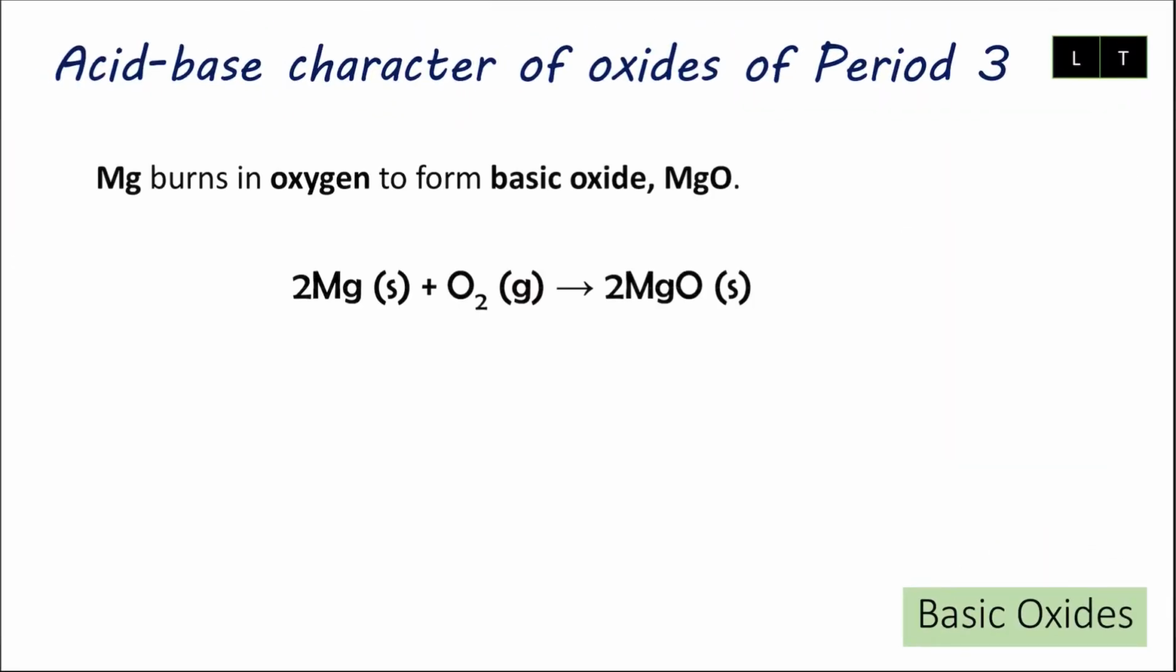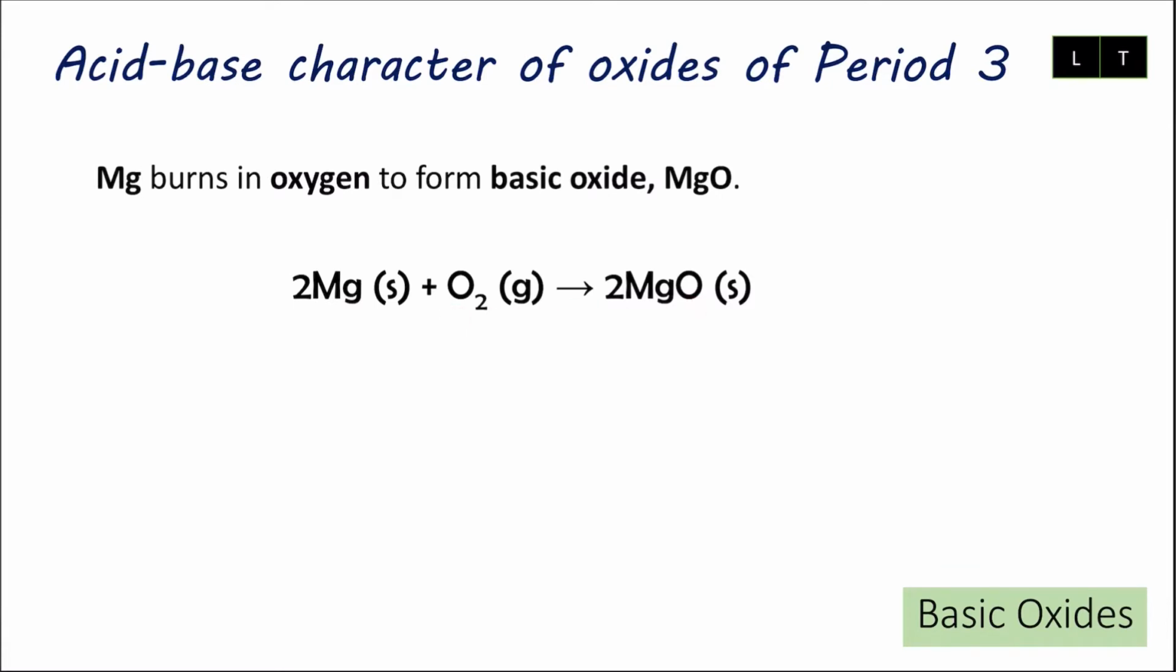Now, we go for magnesium. Magnesium burns in oxygen to form basic oxide as well. Tapi case sekarang, dia adalah MgO. So, we got magnesium metal plus oxygen gas to produce MgO.